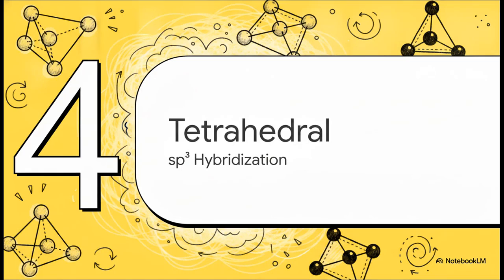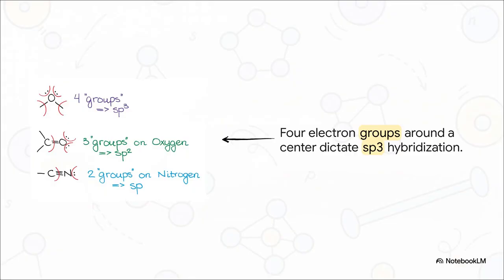Section 4, tetrahedral sp3 hybridization. Moving right along to the third, and honestly probably the most common type of mixing you'll run into, especially if you're studying organic chemistry. The main driving force behind sp3 hybridization is having four distinct groups of electrons crowding a central atom. Now, a group can be a single bond, a double bond, or just a lone pair of electrons.